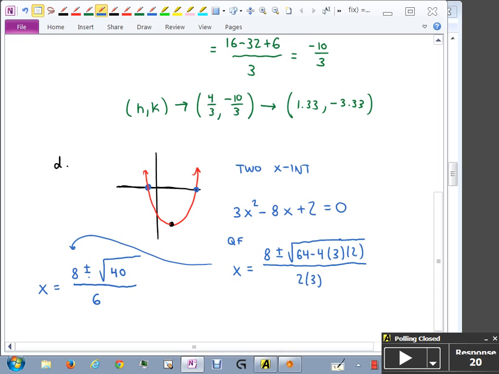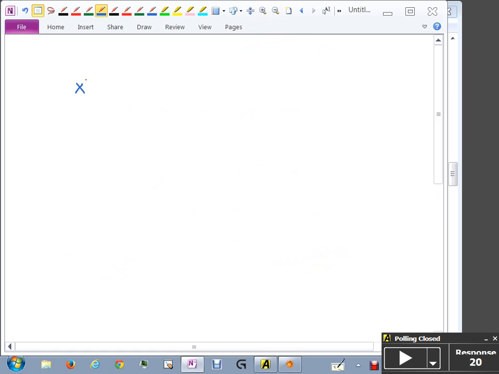It's going to be about 6 point something. 6 point what? Anybody? I'm going to go to the next page. Okay, 6.32. Okay, we'll just go that far.